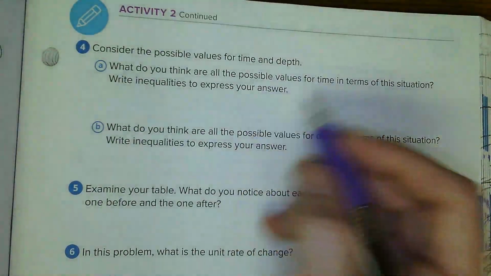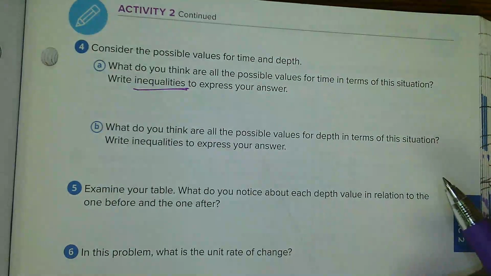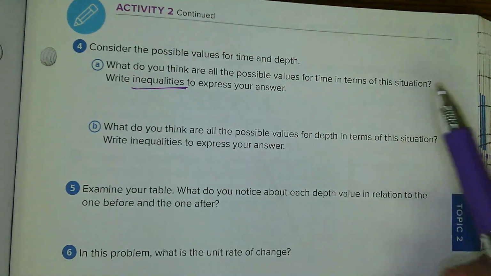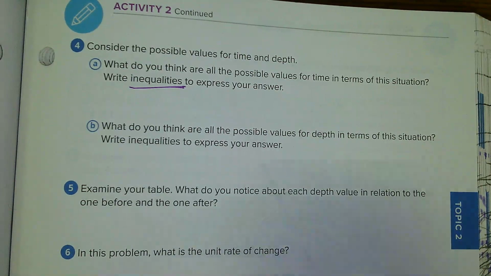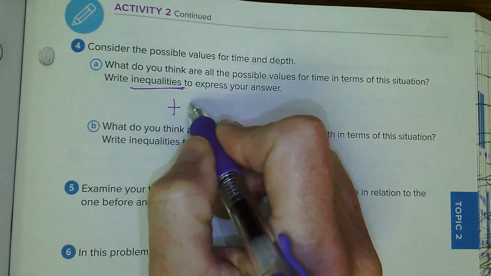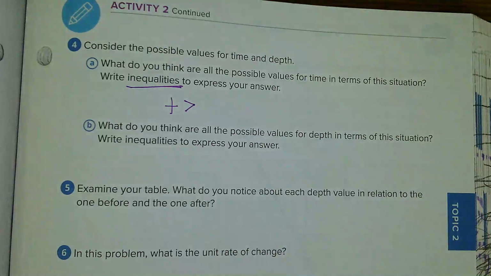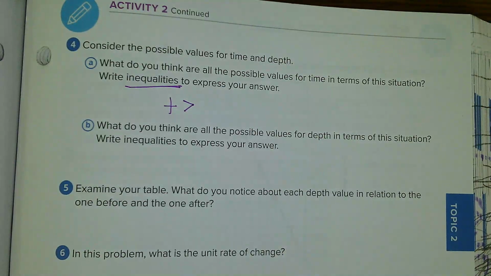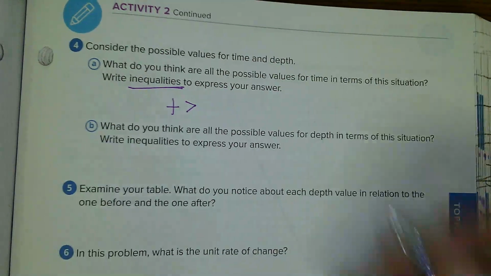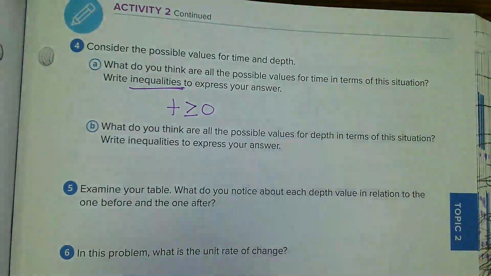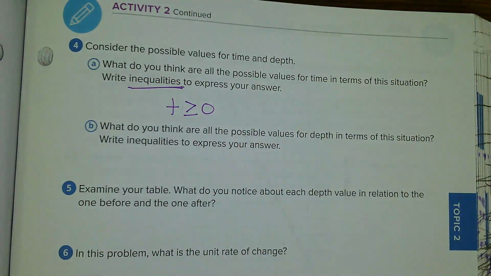Well, for time, it says it wants me to write an inequality. So time can be a lot of things. On my graph next door, or my table, time was anywhere between 0 and 5 minutes, but time can't be negative. So time has to be greater than 0 because I don't want to be in 0 mode and then just stay there. It can be equal to 0.